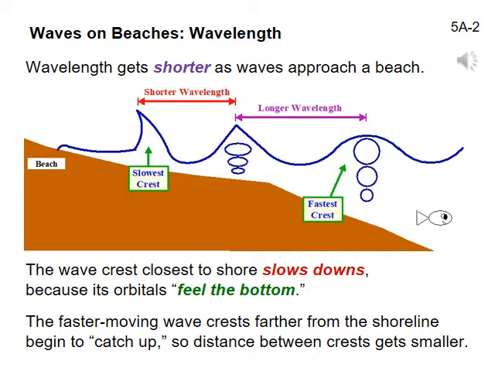As a wave moves into shallow water, its orbitals feel the bottom, causing it to slow down. The wave crests that are closer to the shore, in front, are in shallower water, so they are moving slower than the wave crests farther out in the ocean, behind. This allows the wave crests out in the ocean to get closer to the wave crests near the shore, reducing the wavelength, the distance between the crests.